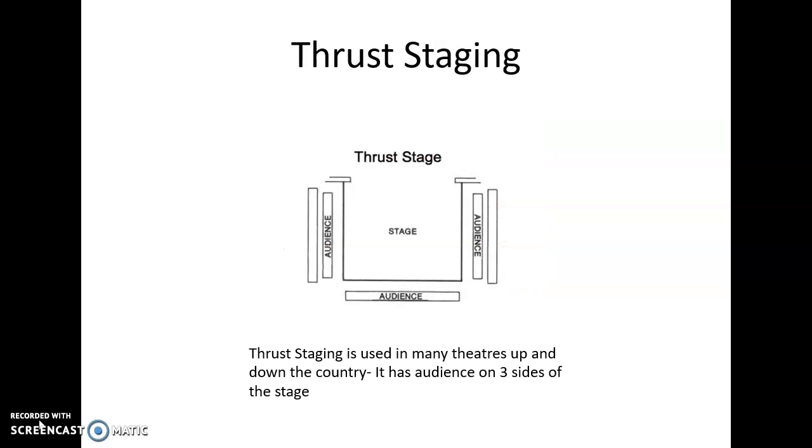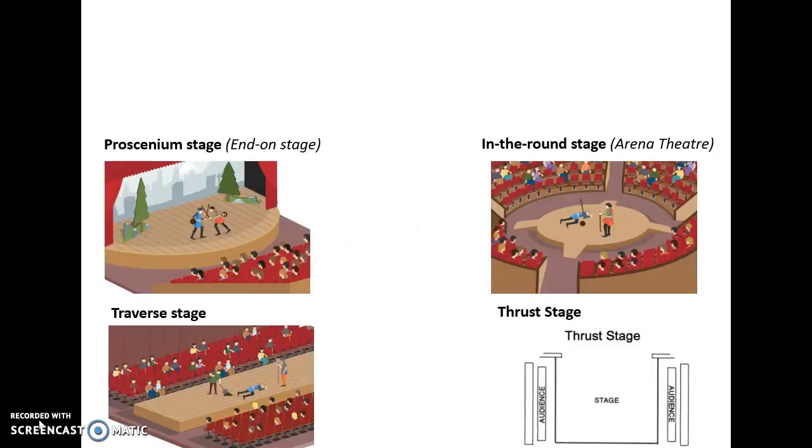Okay, next type of staging is a thrust stage. So you've got the stage thrusting out into the audience and it has audience on three sides of the stage. It is used in many theatres up and down the country, quite popular as a type of staging as it gives that extra experience. Now a thrust stage can be confused with a proscenium arch stage. A proscenium arch stage has an apron on the front, not quite a thrust stage, that's not thrusting out into the audience. The thrust stage has the audience on three sides of the staging.